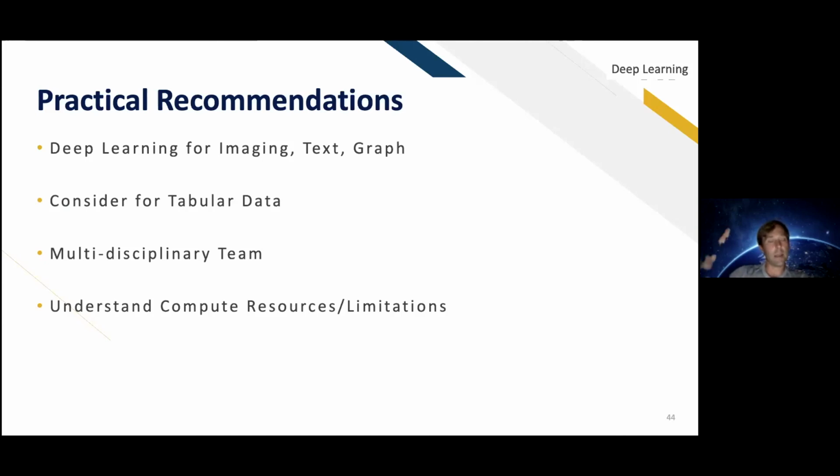For tabular data, which is a lot of what we're used to working with, I still think it's possible to get pretty good performance using XGBoost or random forest or other things. But I think increasingly, as people start leveraging multimodal data, it will be more and more often that deep learning is used for these particular tasks.